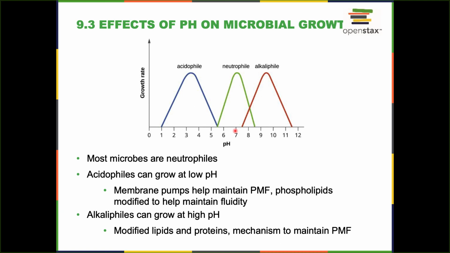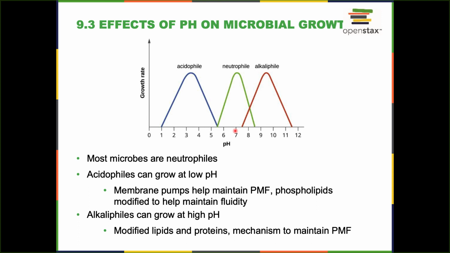Some microbes love the acidic environment. Acidophiles can grow at low pHs. Of course, because of the effect on our proton motive force, one way to survive is to have membrane pumps that help maintain this proton motive force. It can really goof around with the proton concentrations. And then phospholipids are modified to help maintain fluidity, because we talked about how changes in pH will affect lipids.